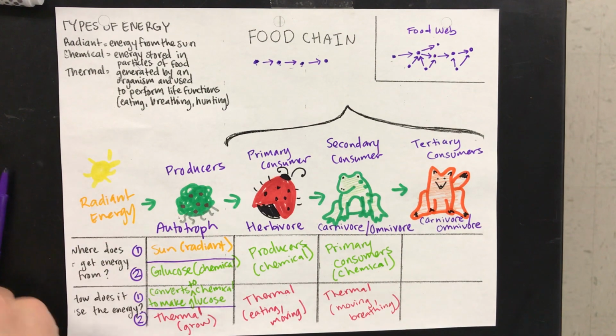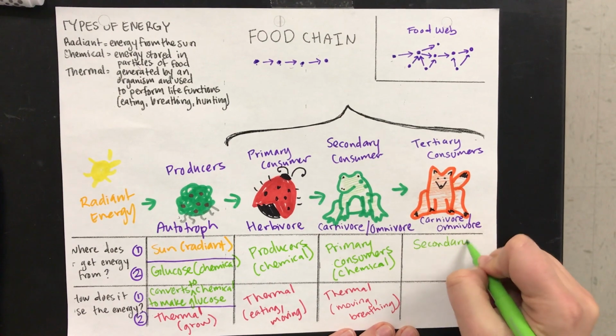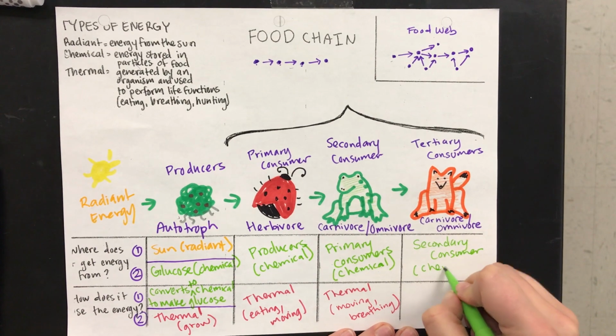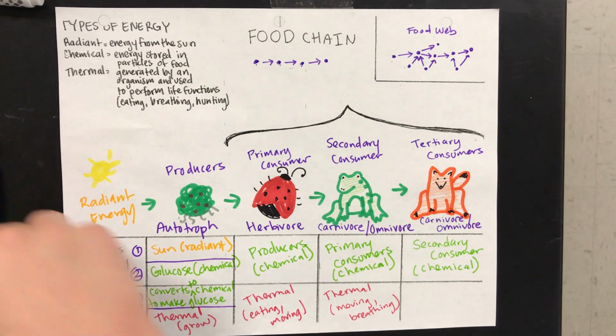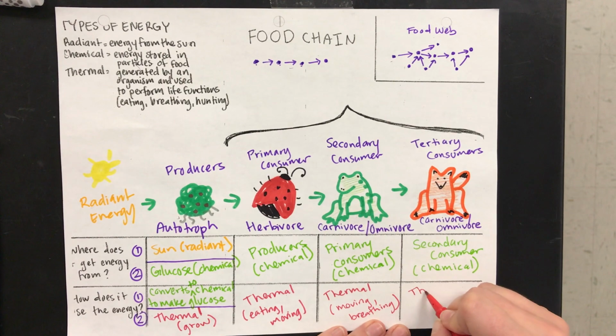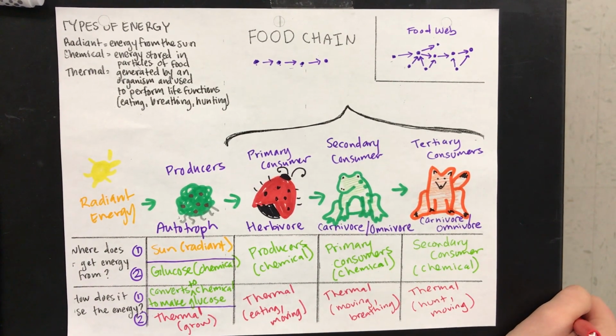Where does it get its energy from? It's going to get its energy from the secondary consumer. And that energy is still chemical. That chemical energy just keeps getting passed along through that food chain. How is it going to use that energy? Big shocker. As thermal energy. It's going to be hunting, moving, sleeping, sniffing, whatever that fox needs to do. It's going to be using that energy as that. And then that completes that last box of those notes.